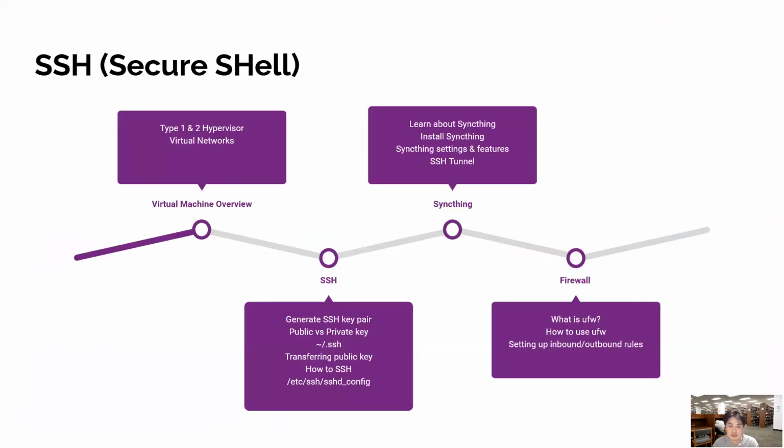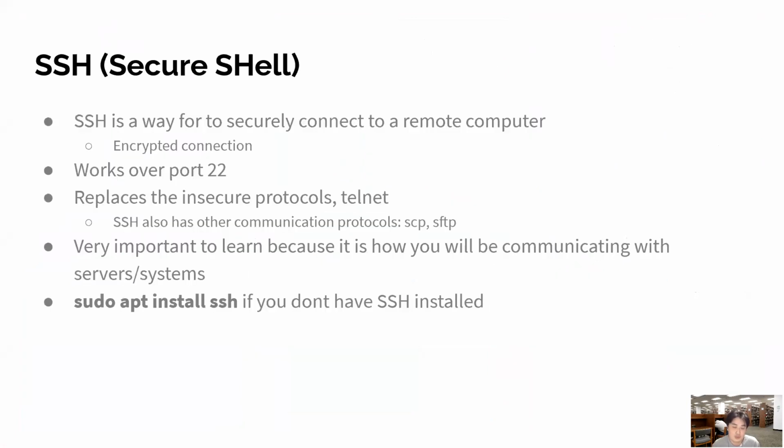So we are going to be going over SSH next. What is SSH? It stands for Secure Shell, and it's a secure way to remote into another computer. It works over port 22, and it replaces the old protocol called Telnet, because SSH is encrypted. If you use Telnet, it's an open connection. Anyone can see what you're doing. SSH fixes that problem by having an encrypted connection, so nobody can see what you're doing.